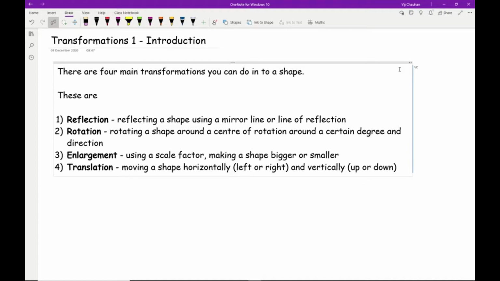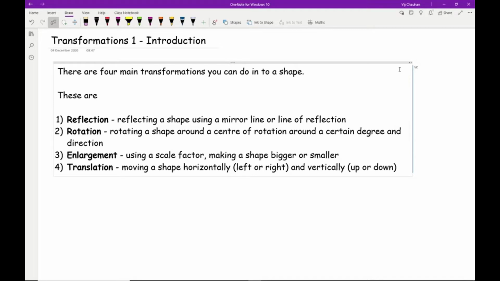We then look at rotation. This is where you're rotating a shape around a centre of rotation around a certain degree and direction. We're looking at enlargement. This is where you're using a scale factor to make the shape bigger or smaller. And translation, where you move a shape either horizontally, left or right, or vertically, up or down.